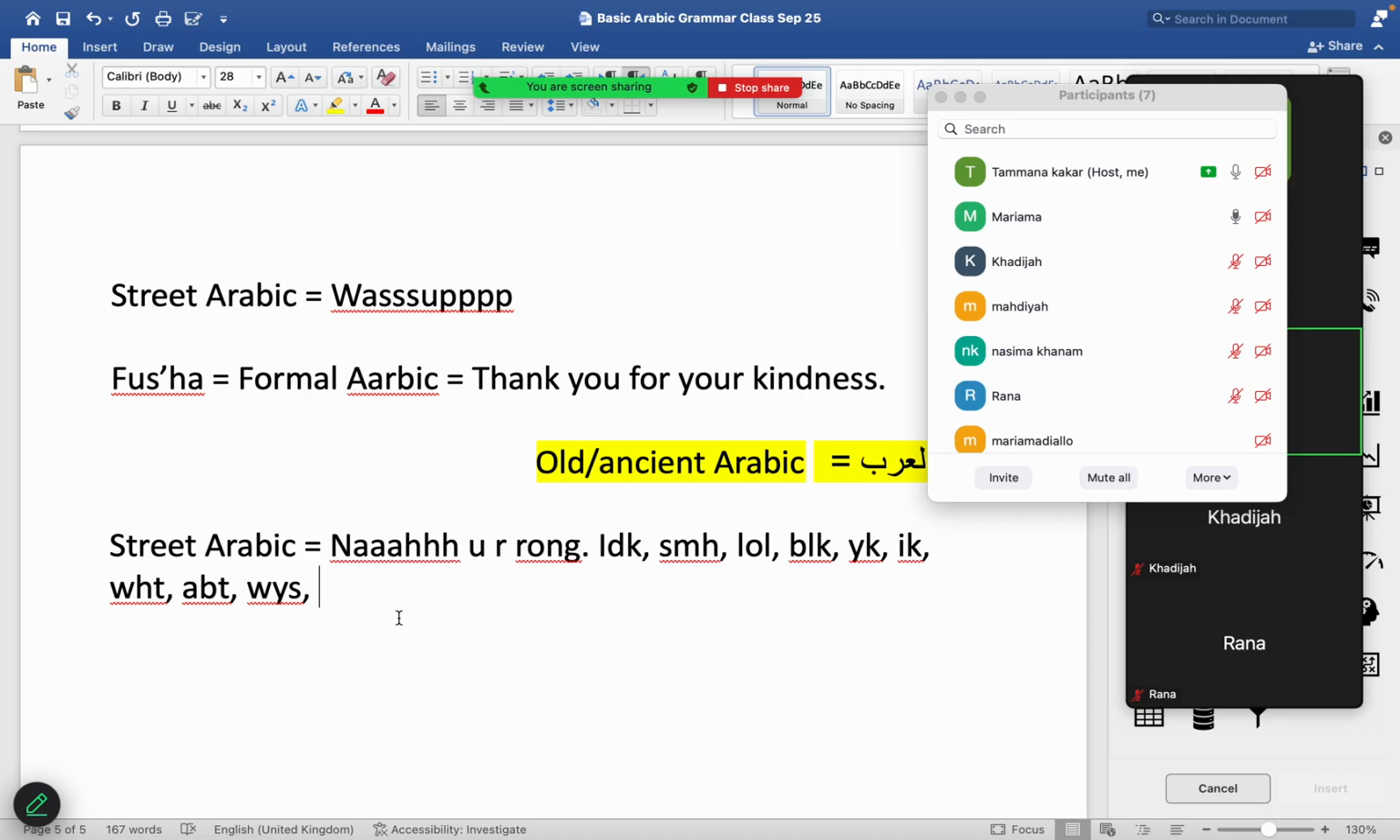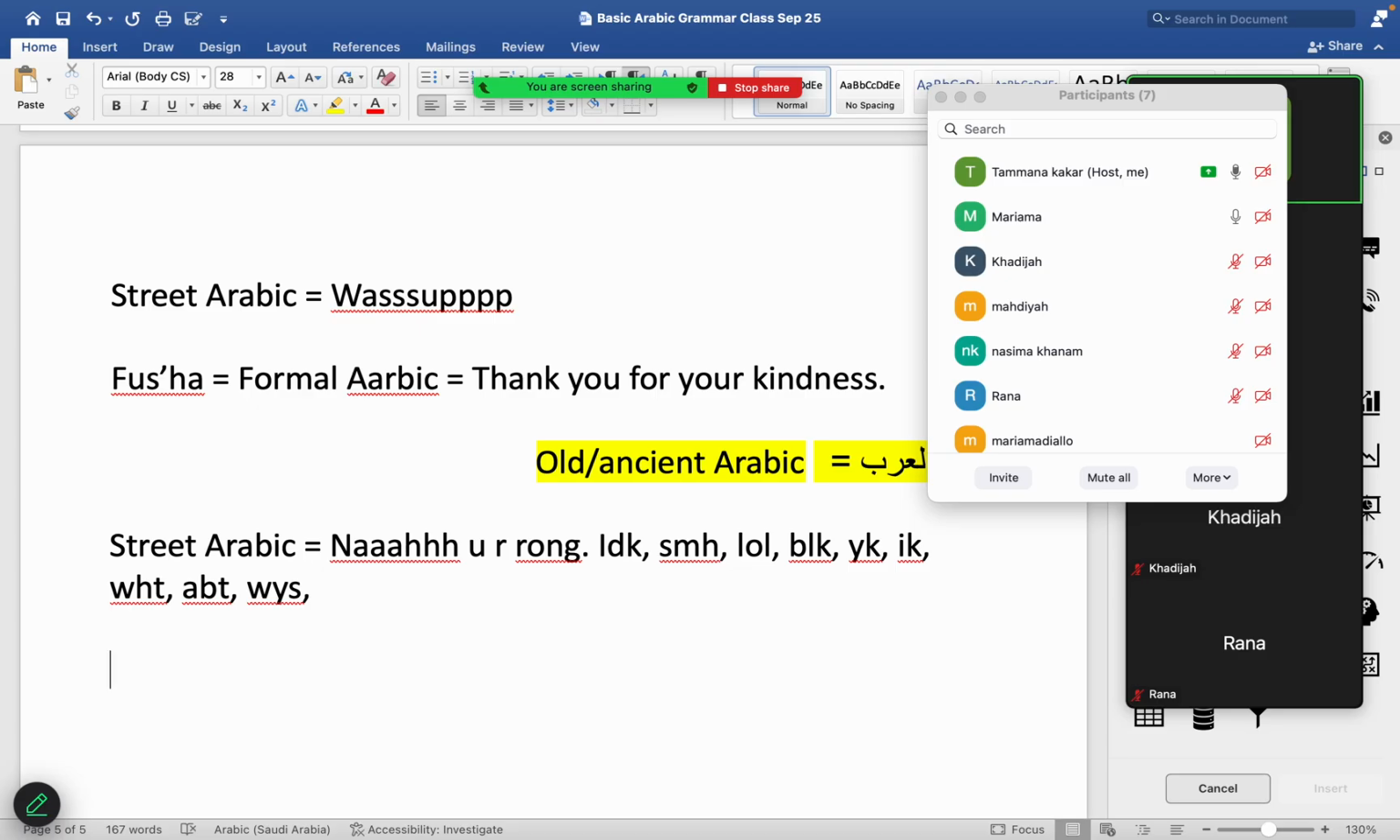Fusha is formal. Okay, can you give me an example, please? A sentence like when you are writing a letter for your boss or your council. Yes. You have to say dear. Exactly. Well done, dear counselor, or dear sir. But if it's your friend, you just say hi, what's up? You just informal. Exactly. Very well done.